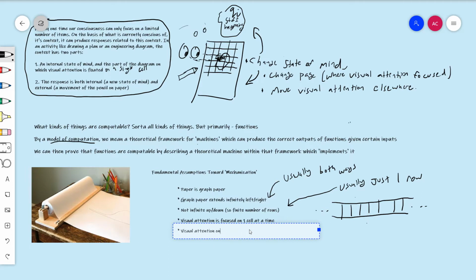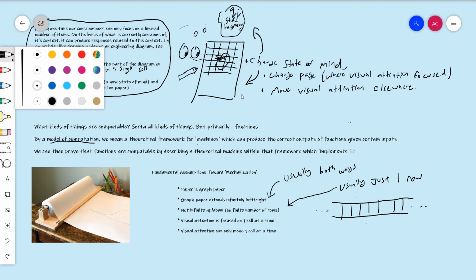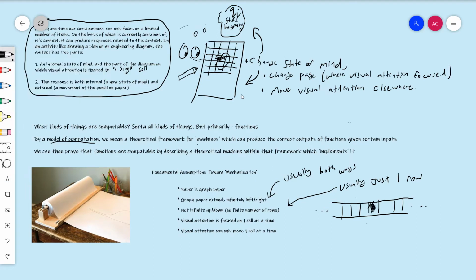Let me say it like this. Visual attention can only move one cell at a time. So it's focused on one cell at a time, and then in the next step, I'm guaranteed to be, going back to the graph paper, well, if my visual attention is here, then my visual attention on the next step will either be here, or here, or here, and nowhere else. So we're kind of mechanizing this thought process, right? We started with a very fluid idea of a human being at a page, and we're sort of turning this into a robot.